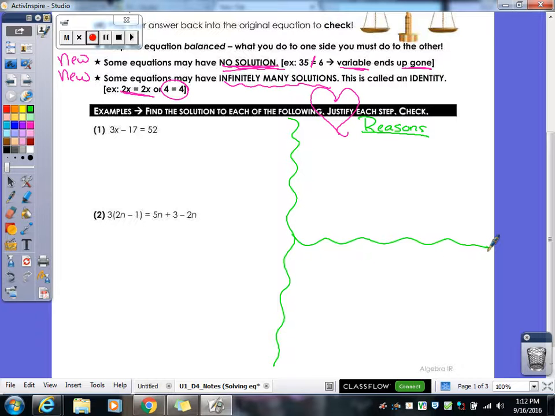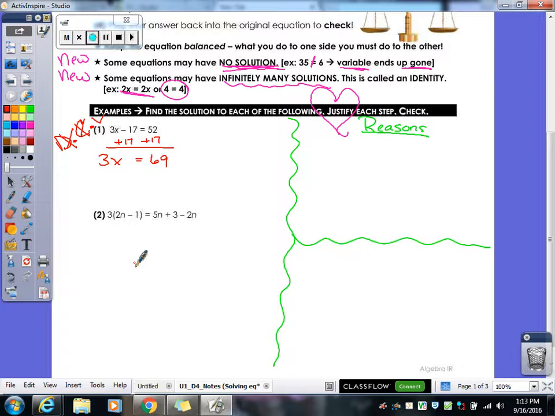All right? So if we look at the first one, solving it, the first thing we do to solve this, there's no distributing. There's no combining like terms. So we're just going to get the variable on one side and everything else on the other. So I'm going to add 17 to both sides. I get 3x equals 69. The reason we can do that, and I think you guys did it last year with Miss Shug. I'll write your notes on. The reason we can do that is this.